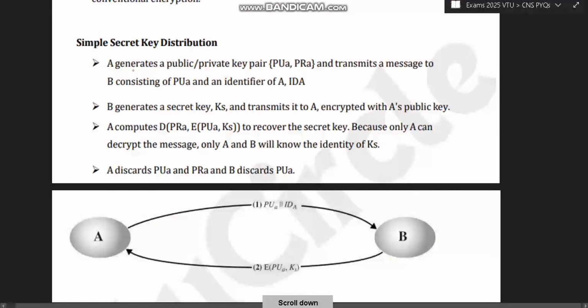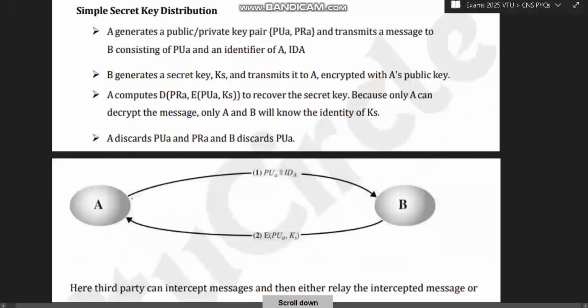Now, the basic method would be: A generates a public-private key pair. A will generate a pair which has its own public key and a private key, and transmits a message to B consisting of the public key of A and an identifier of A, IDA. So what does A send to B? A sends its own public key as well as the identification of A. And B generates a secret key KS and transmits it to A. After seeing what A has sent, because A's public key and identification is sent, B will think that yes, A has sent the proper one.